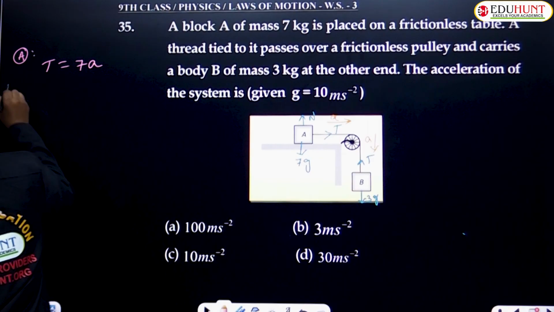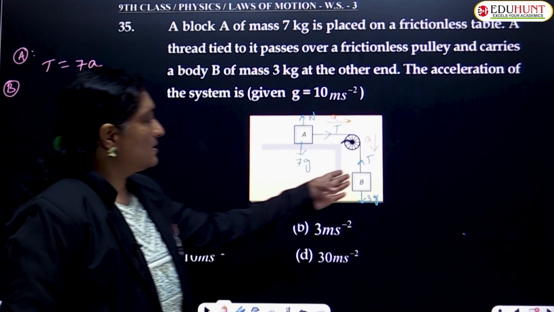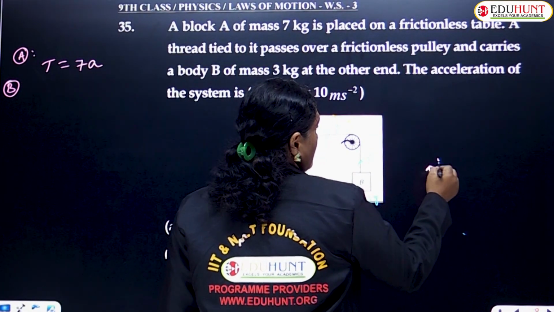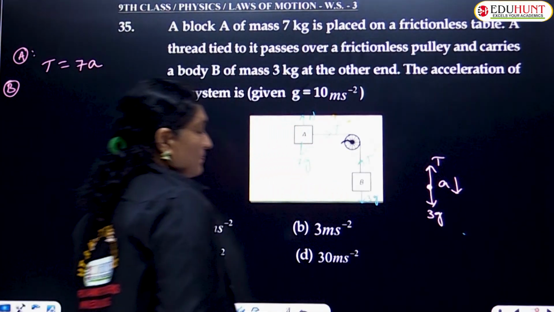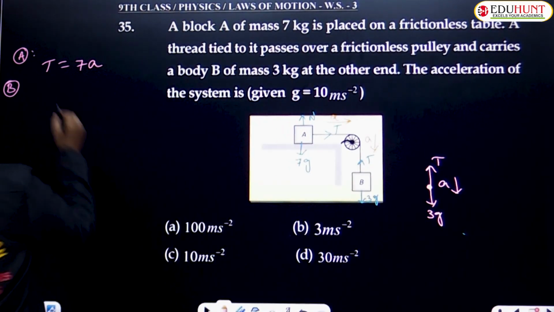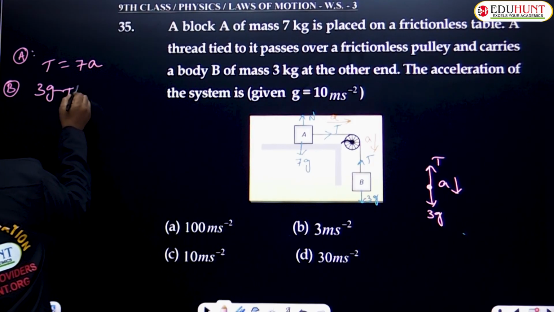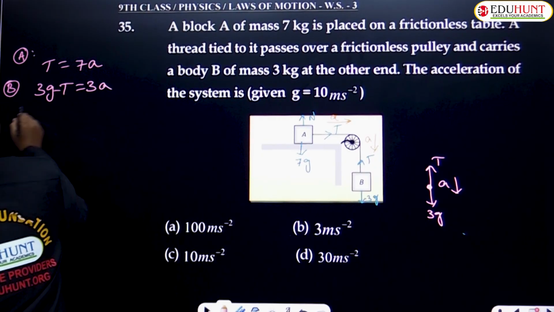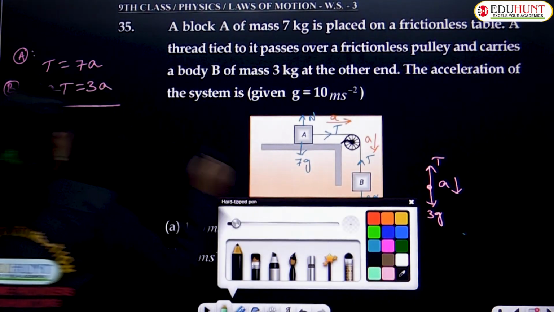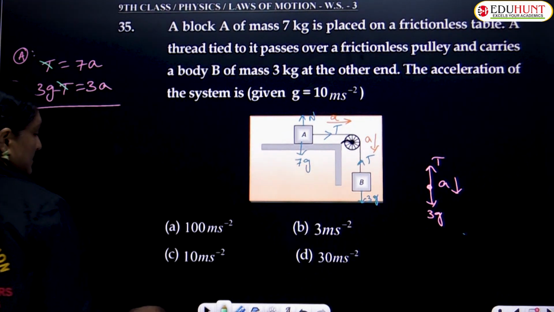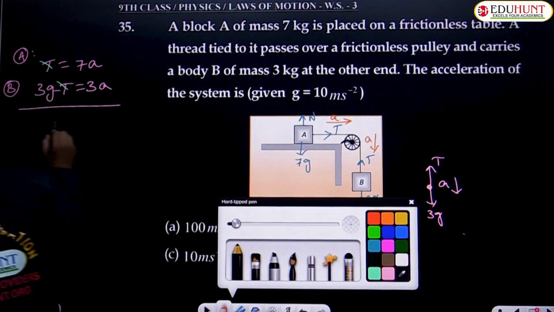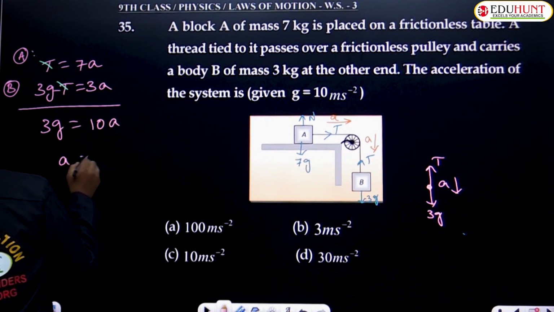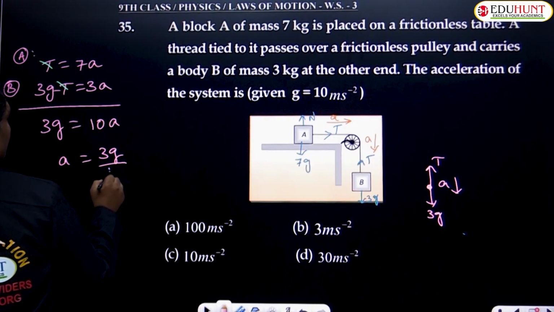Acceleration be some a. Again, if you consider body B, so this is the case. For body B, 3g is downwards, tension is upwards and acceleration downwards. As it is downward motion, we have 3g minus T must be equal to 3a. Solving the above two equations, T and minus T get cancelled. Hence, we have 3g must be equal to 10a, or a is equal to 3g by 10.